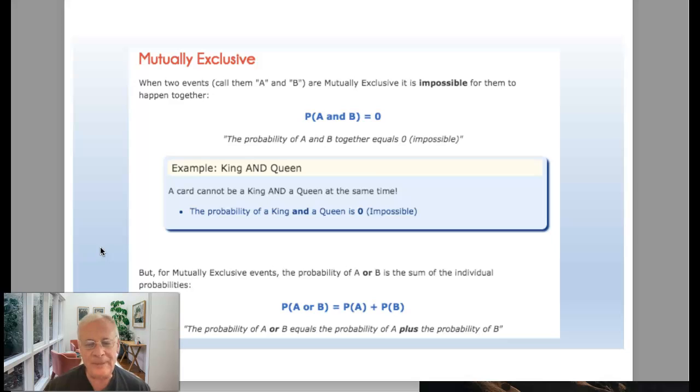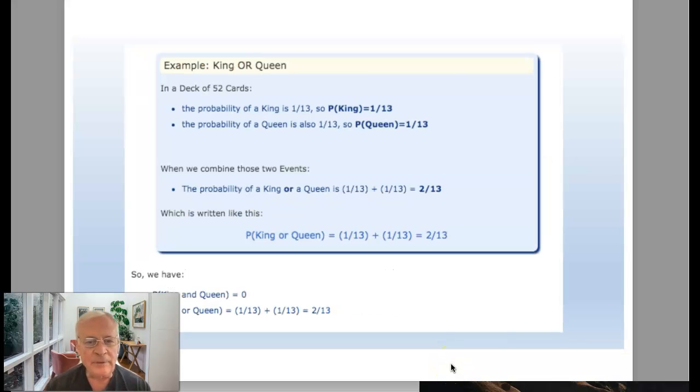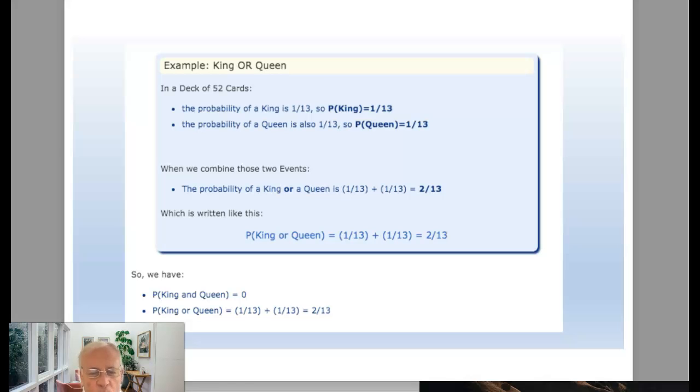The probability of A or B is greater than the probability of either one by themselves, because either one could happen. The probability of A or B equals the probability of A plus the probability of B. An example, king or queen. There's 4 kings in the deck and 4 queens in the deck, so it's 1/13 for each one. So the probability of getting a king or a queen is 1/13 plus 1/13. That's 2/13. That's the probability of getting a king or a queen.